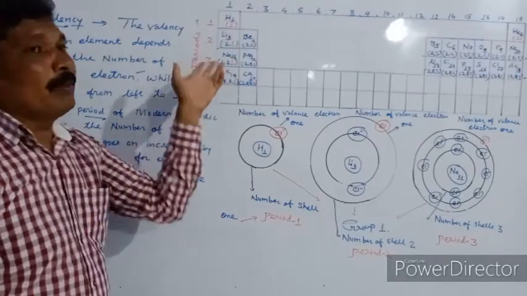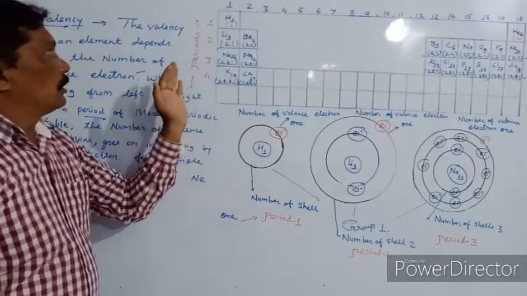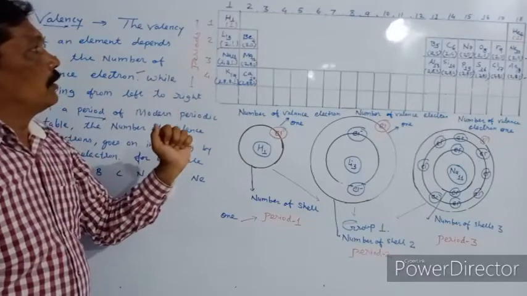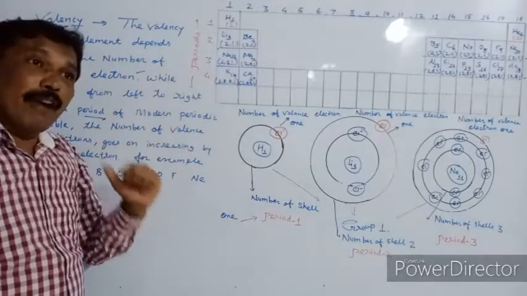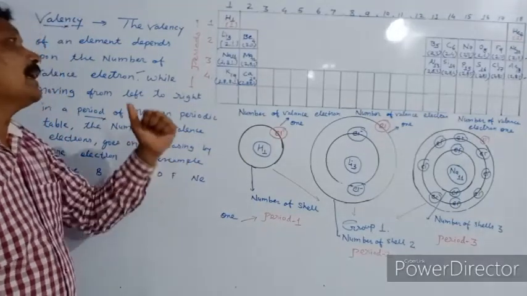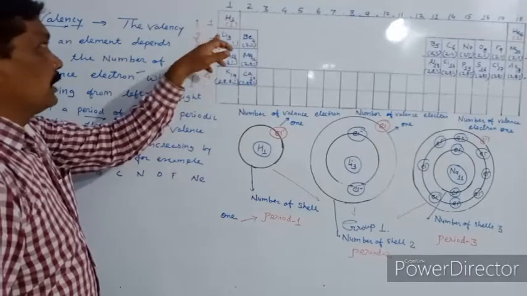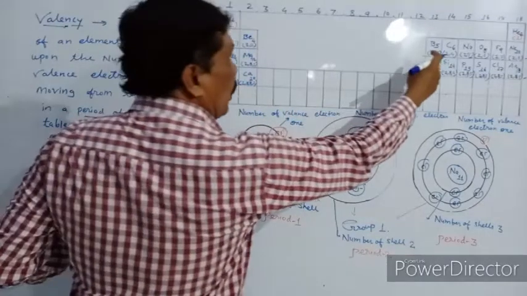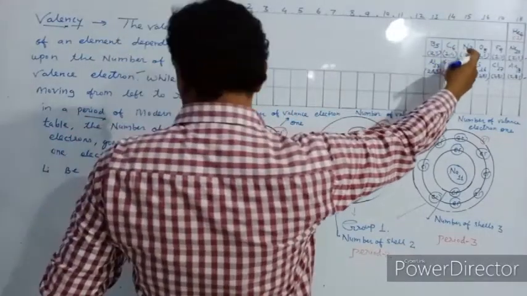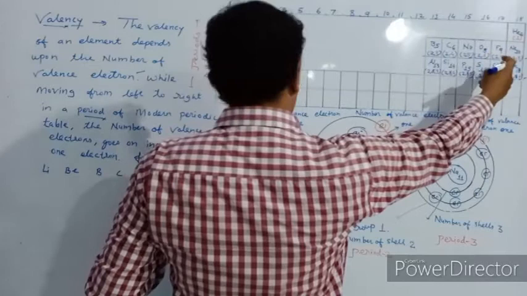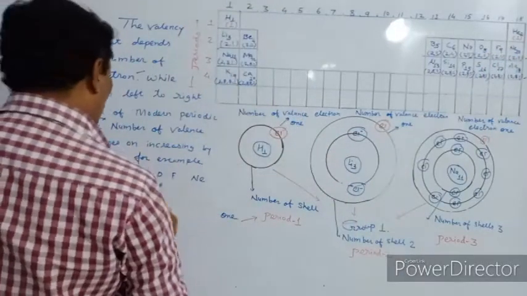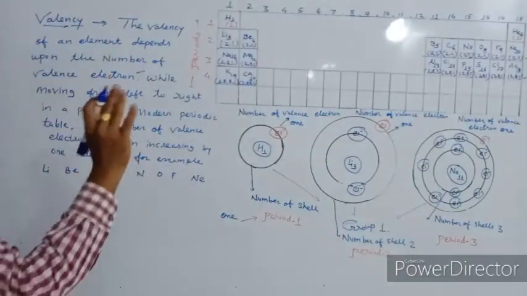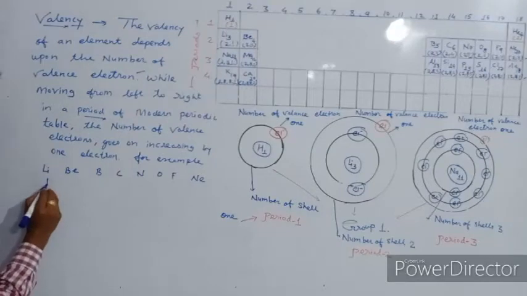So if we move from left to right in a period, what can we say? The number of valence electrons goes on increasing. For example, if we take lithium, beryllium, boron, carbon, nitrogen, oxygen, fluorine, neon, the number of valence electrons goes on increasing.